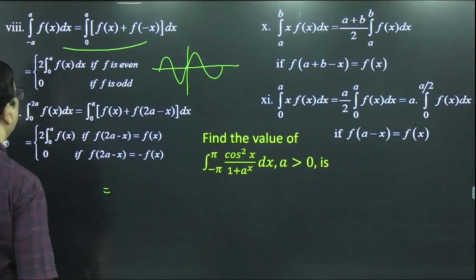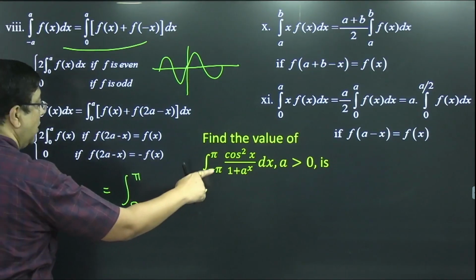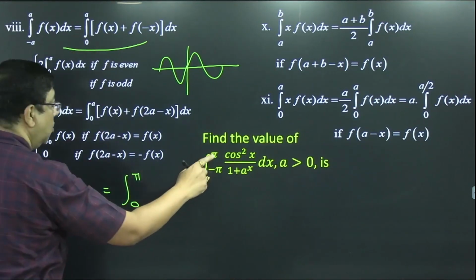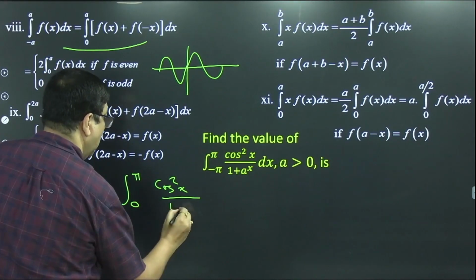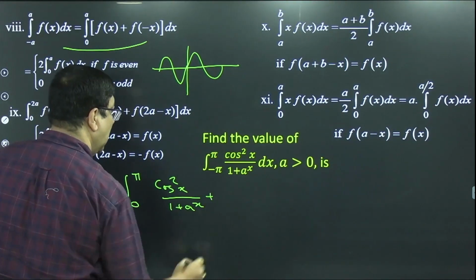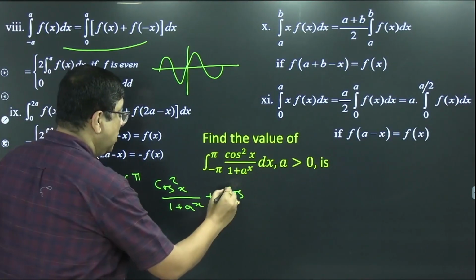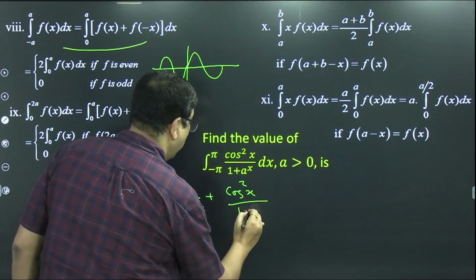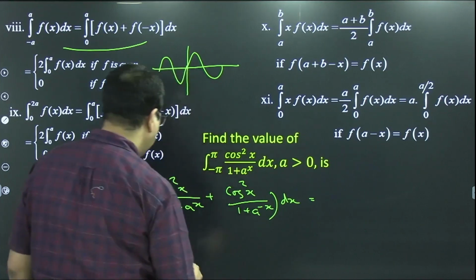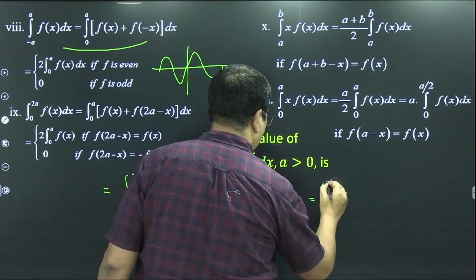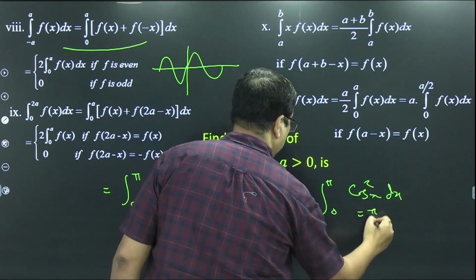So in this case, it is coming to be the integral from minus a to a, so 0 to pi, where f(x) is cos square x by 1 plus a to the power x, plus f of minus x, where cos square of minus x is cos square x. So we can write this as cos square x by 1 plus a to the power minus x. Now if we calculate here, we are getting the integral from 0 to pi of cos square x dx, and this is coming to be pi by 2.